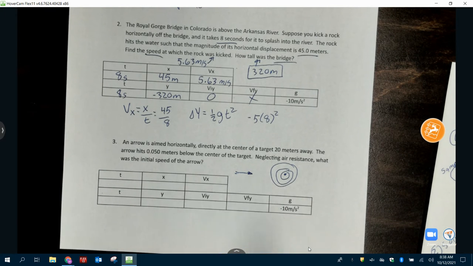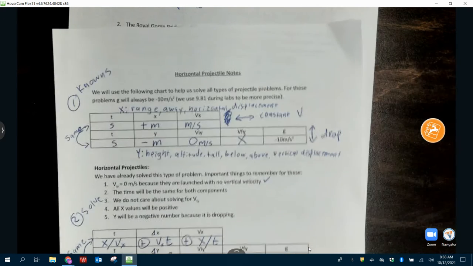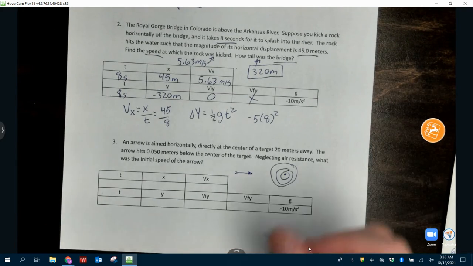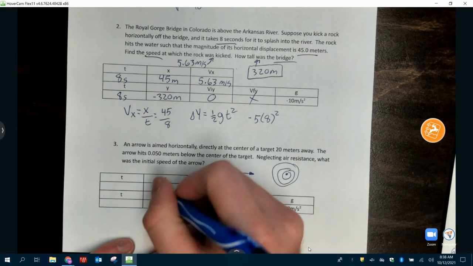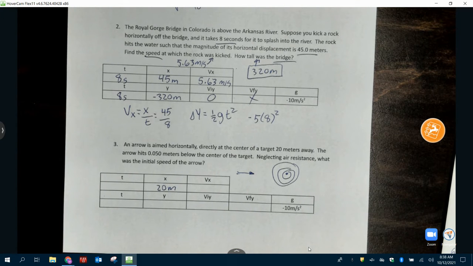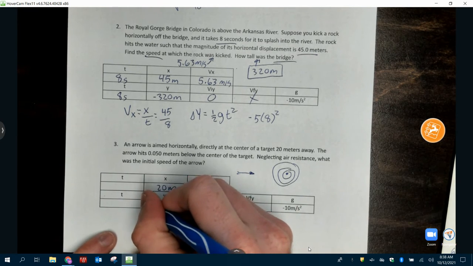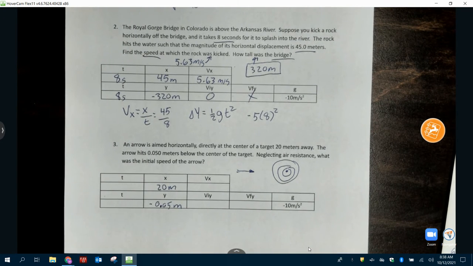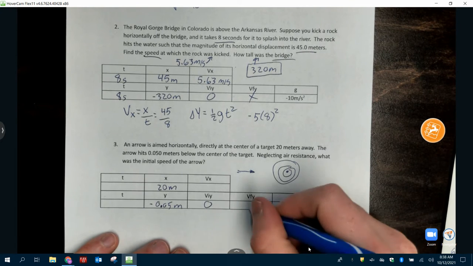Okay. So we need to know, what are we given? 20 meters away. What is that? How do you know? Horizontally. That's this far from the target, and that's really what away is telling us. So from here to here, that's x, that is 20 meters. So it's about 60 feet away. And we've got 0.05 meters below the center of the target. And that's y, and is it positive or negative? Always negative, 0.05. That is 5 centimeters. It's not a huge distance. We know those two things. We know VIY is zero and don't care about that.